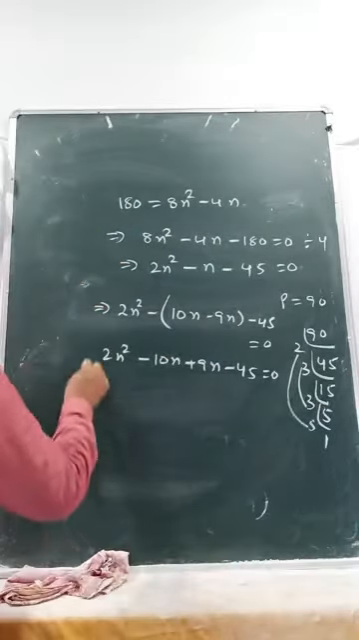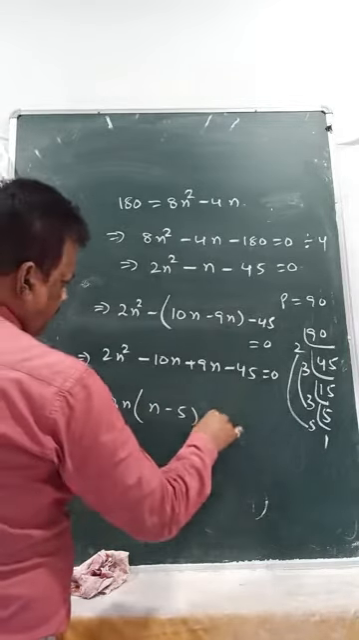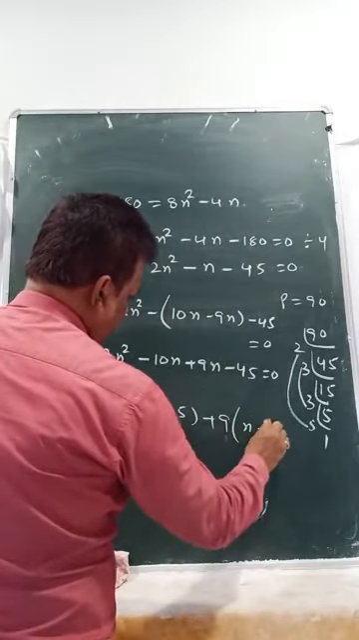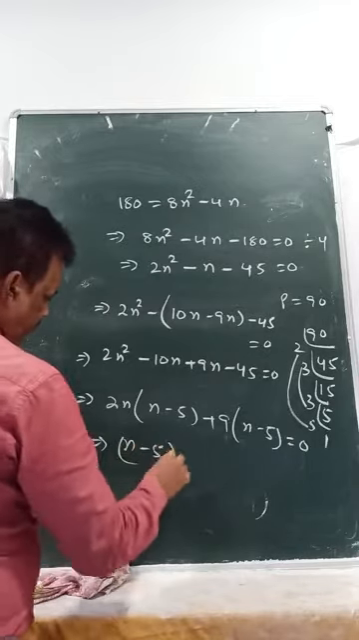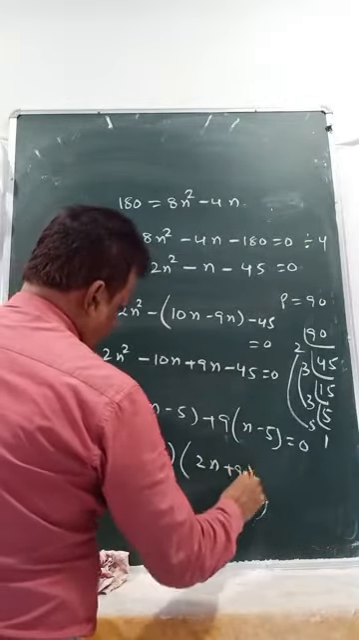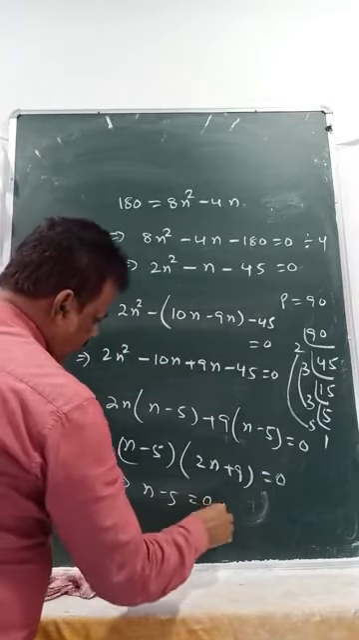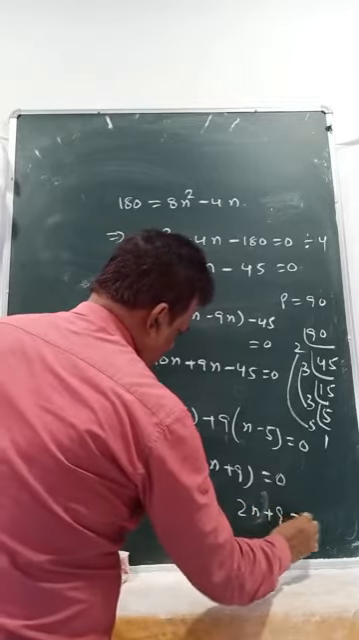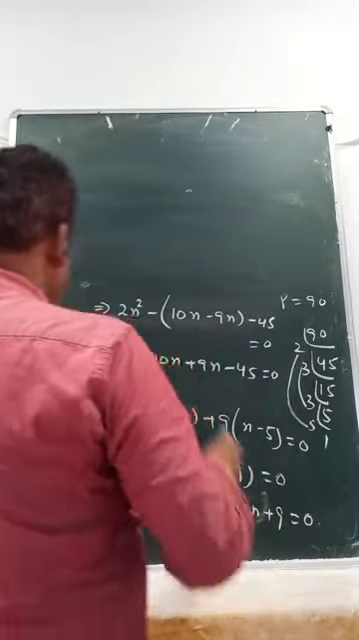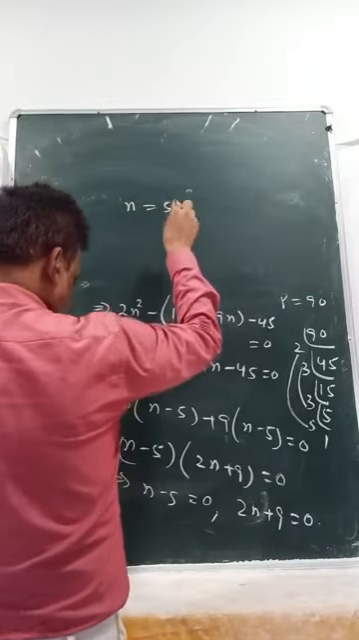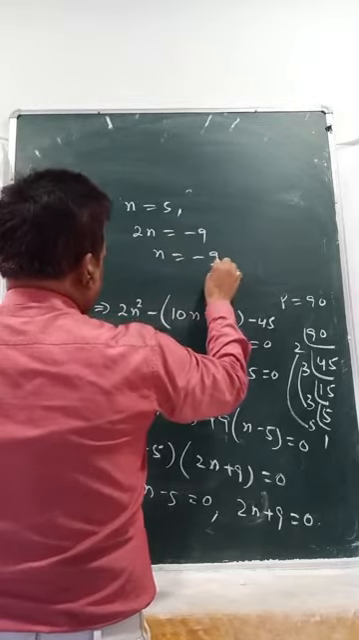Okay, so implies 2n common, n minus 5 plus 9 common, n minus 5 equals 0. So n minus 5 common, 2n plus 9 equals 0. n minus 5 equals 0, 2n plus 9 equals 0. So n equals 5. So 2n equals minus 9, n is equal to minus 9 by 2.